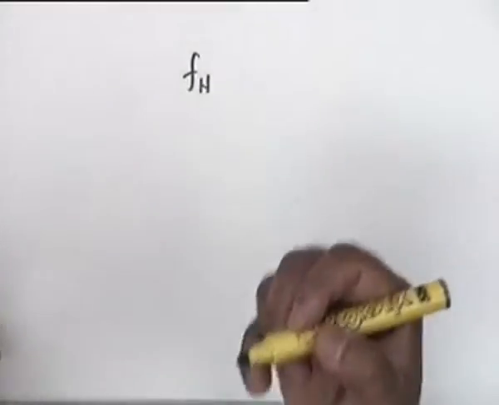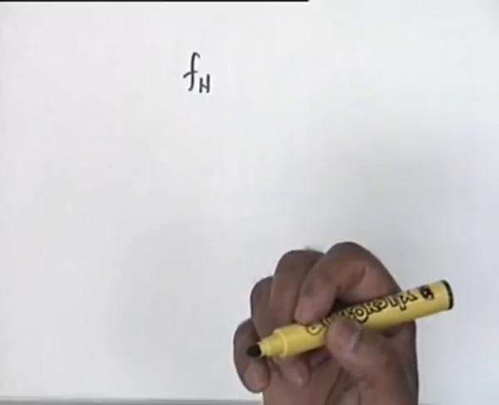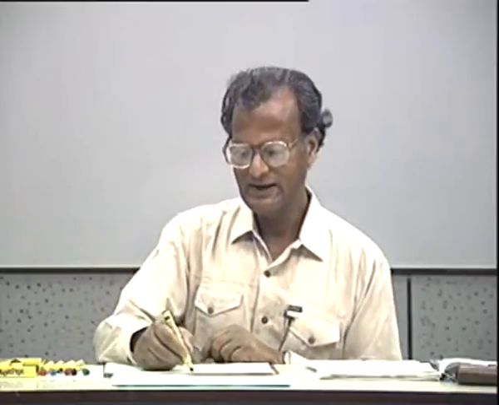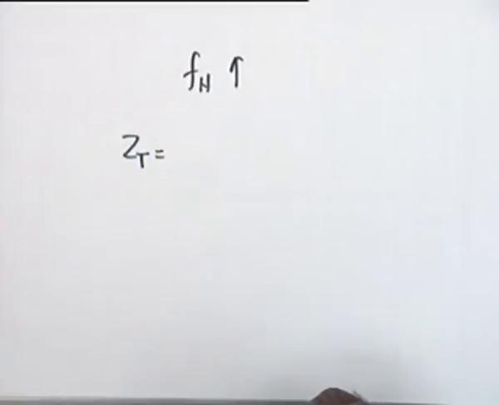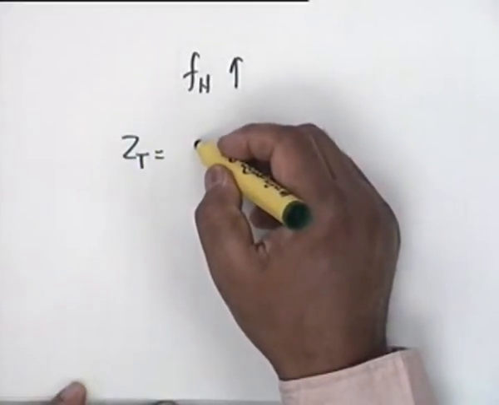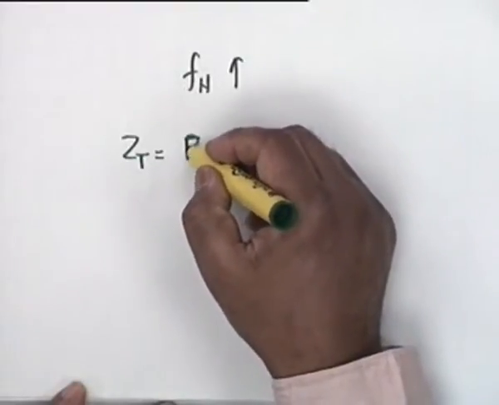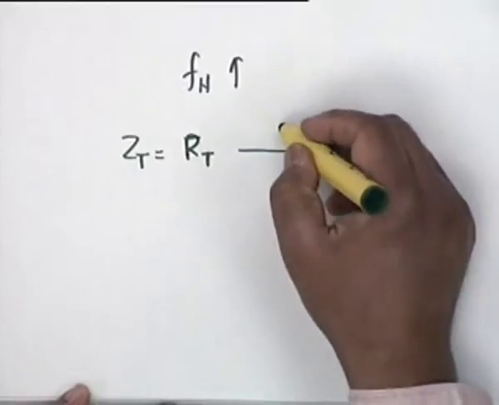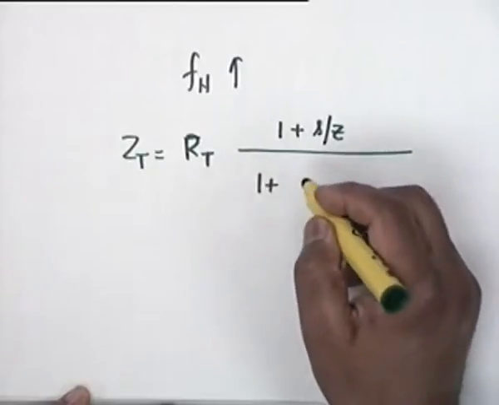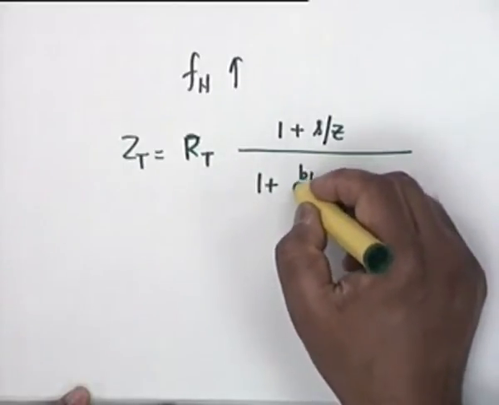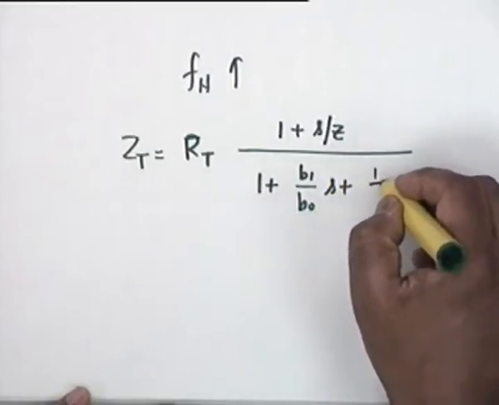Now, as I said last time, we were left with the $1 million question of calculating FH, the high frequency 3 dB point. This is the motivation. We wanted to broadband the amplifier, that is increase FH as much as possible. Now, if you recall, the transfer function is not very complicated. It is some midband value, let us say RT midband value, multiplied by 1 plus S by Z, divided by 1 plus B1 by B0 S plus 1 by B0 S squared.